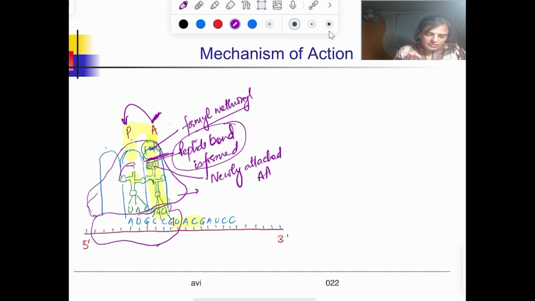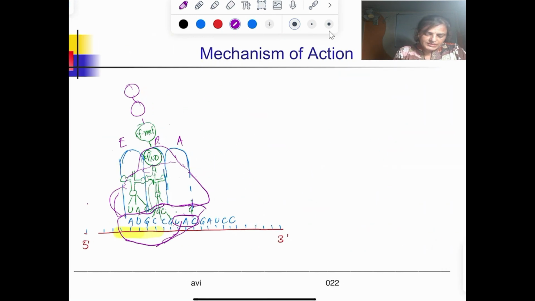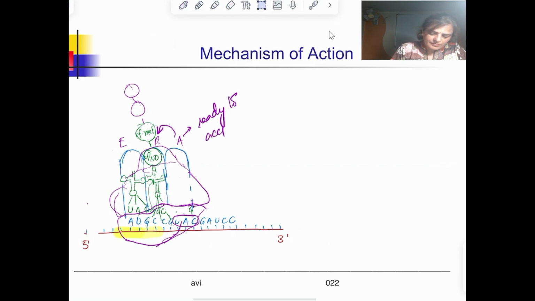And this transfer RNA will be released where? On the exit site. Just see the next diagram. So you can see this is the exit, and the whole thing is shifted from the acceptor to the peptidyl site. Now the acceptor site is again ready to accept the next amino acid, or next transfer RNA which is carrying the amino acid, on the next codon. You can see the next codon.